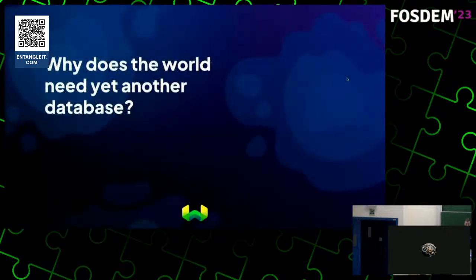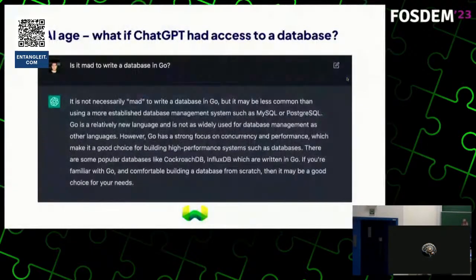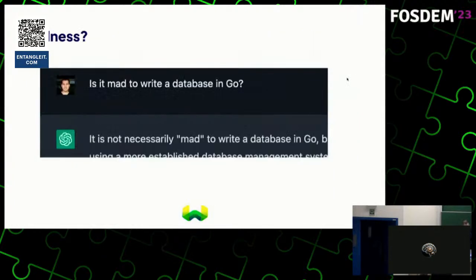So let's get one question out of the way right away. Why does the world even need yet another database? There's so many out there already, but probably you've seen this thing called ChatGPT, because that was pretty much everywhere, and it's kind of hard to hide from it. And ChatGPT is a large language model, and it's really good at putting text together that sounds really sophisticated and sounds nice, and sometimes is completely wrong. And so in this case, we're asking it, is it mad to write a database? And Go, I might disagree with that.